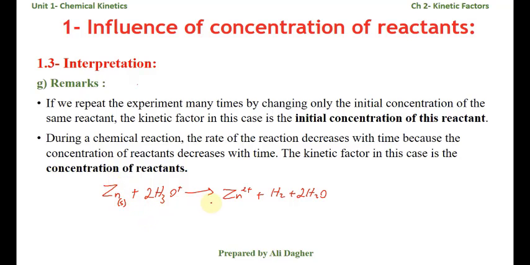In this reaction, the only reactant that has concentration is H3O+. In this case, the rate of the reaction decreases because the concentration of H3O+ decreases, so the kinetic factor in this case is the concentration of H3O+, not the concentration of reactants, because Zn has no concentration.